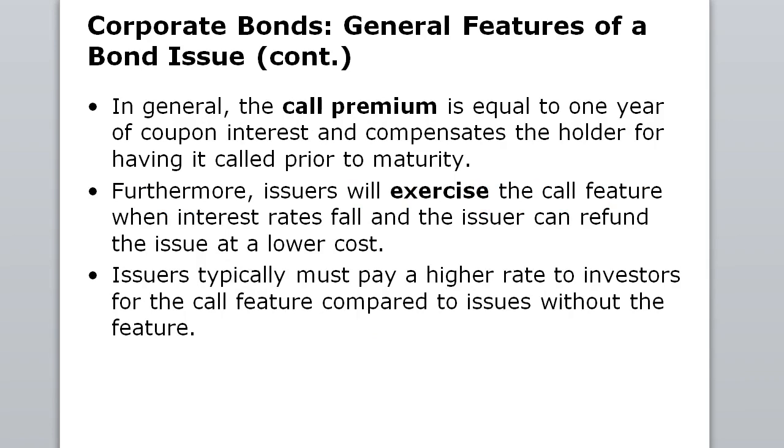Okay, so let's talk about the call premium. The call premium is equal to 1 year of coupon interest and compensates the holder in case it's called prior to its maturity. So issuers will exercise the call feature when interest rates fall, and the issuer can refund at a lower cost. They have to fall enough to make up for the call premium they have to pay. So this is a little extra insurance for the bondholders, which makes the bonds less risky.